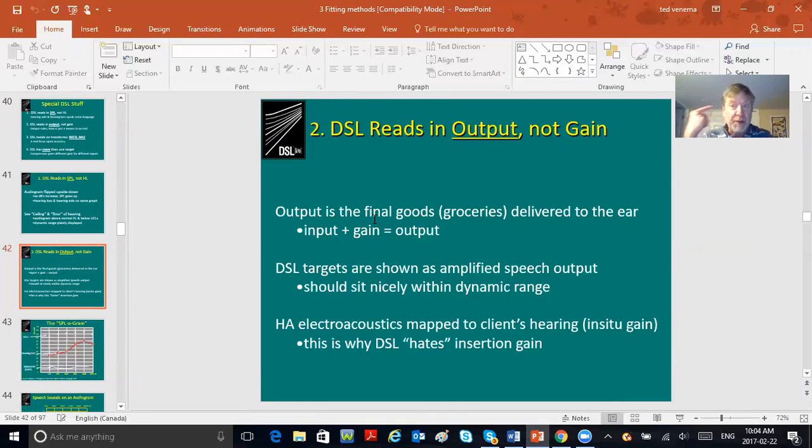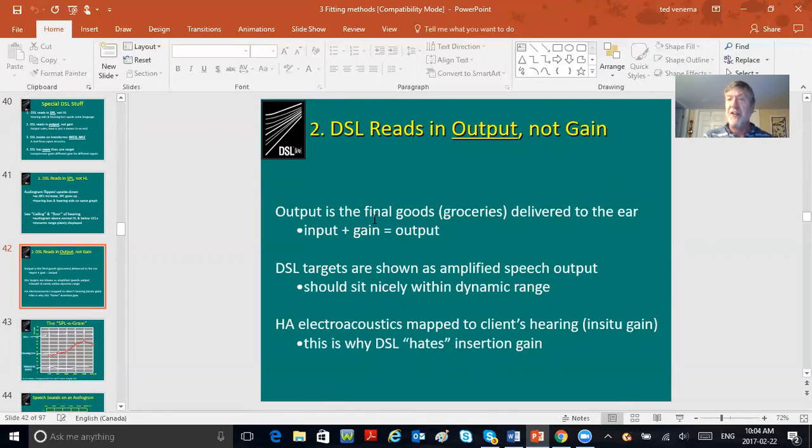Input to the mic of the hearing aid plus gain is output. And always remember, input is measured in dB SPL. Gain is a relative thing, just measured in terms of dB. And output is the sum total of input and gain, and it too is measured in dB SPL. So the only outsider here is gain, measured in dB.